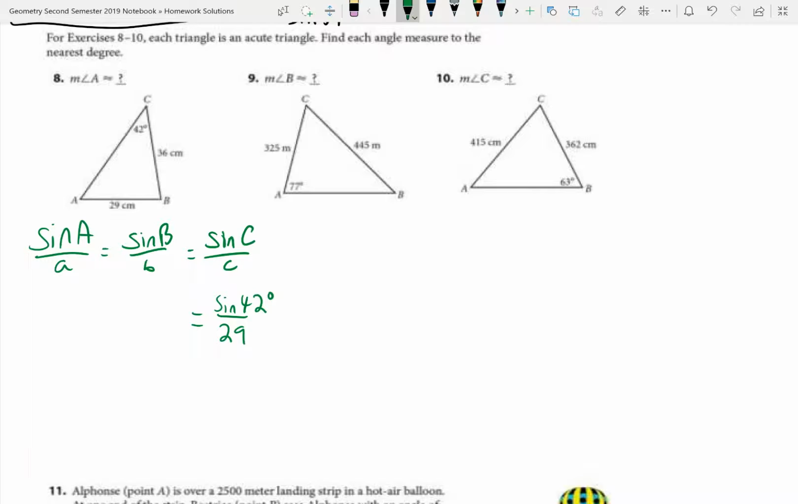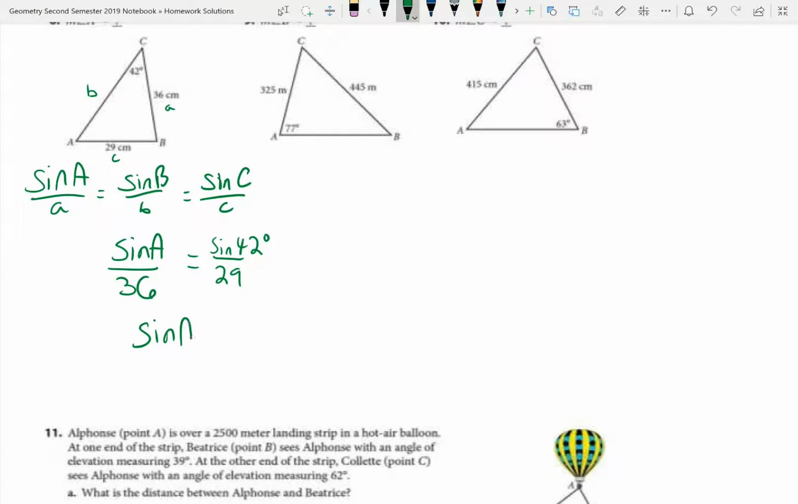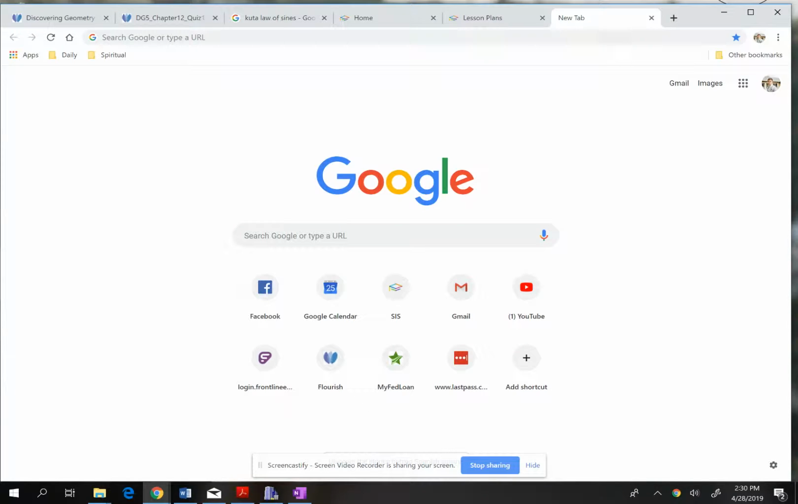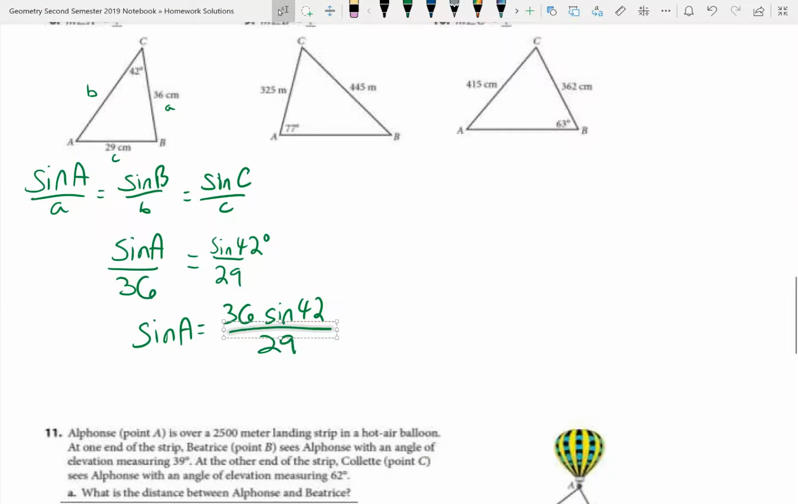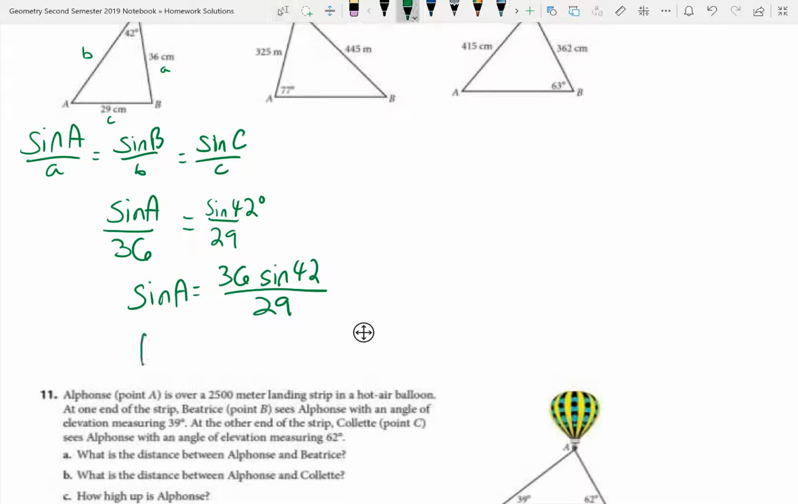So let's start with sine A, shall we? Let's try to find sine A because we know that side A is 36. So this is side C, A, and B. And you'll notice that the lowercase letter is always opposite the uppercase letter. Now I'm going to multiply both sides by 36. So sine A equals 36 sine 42 over 29. And then what I do is inverse sine this one. So A will equal inverse sine of this whole thing.